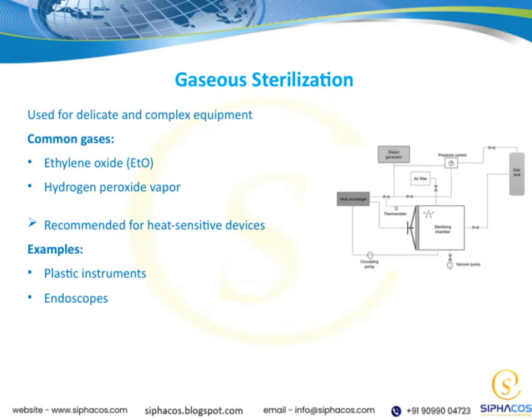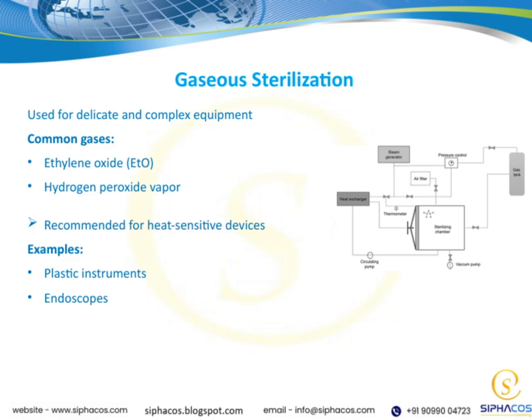Let's talk about gaseous sterilization, which is particularly useful for delicate and complex equipment that can't withstand high heat or moisture. This method involves using gases to sterilize items effectively. The most common gases we use are ethylene oxide, often called EtO, and hydrogen peroxide vapor. These gases are excellent choices because they can penetrate into hard-to-reach areas and ensure thorough sterilization.